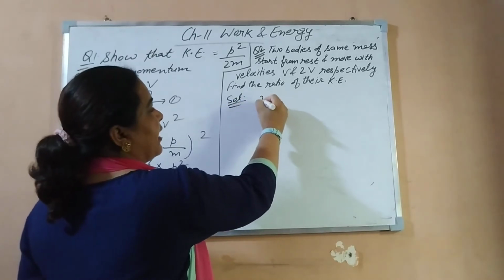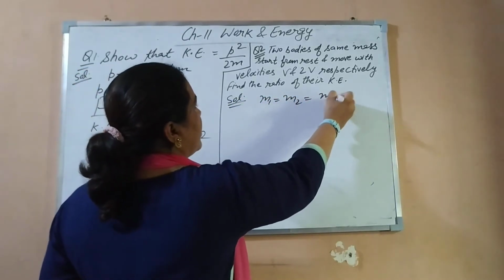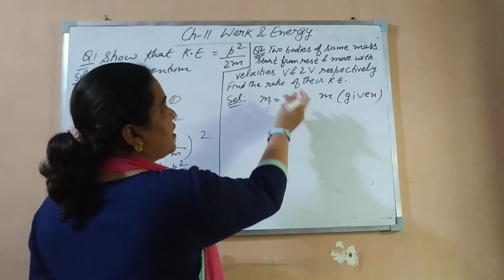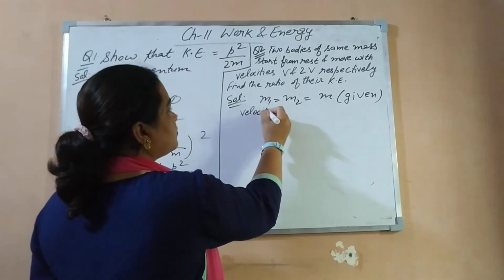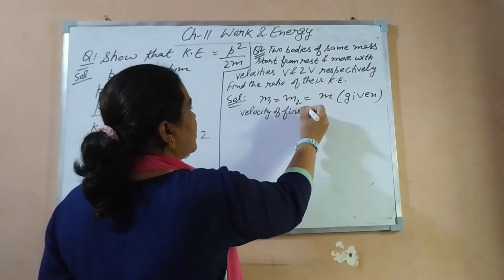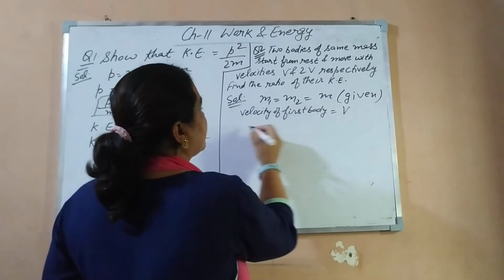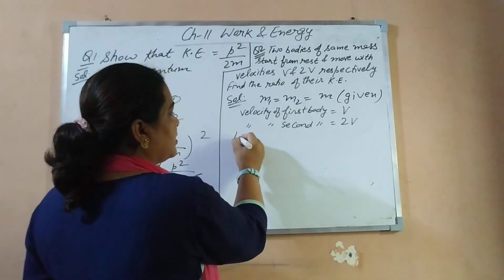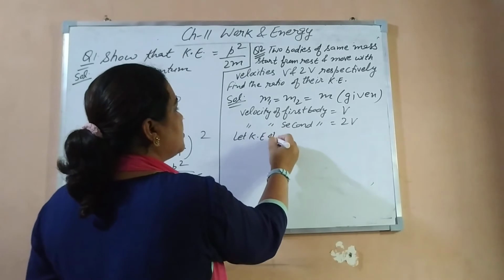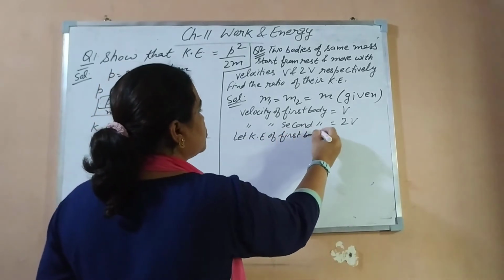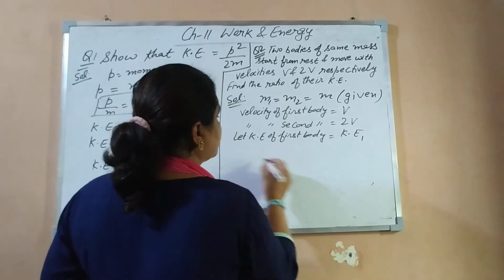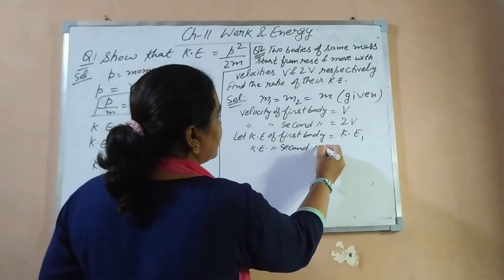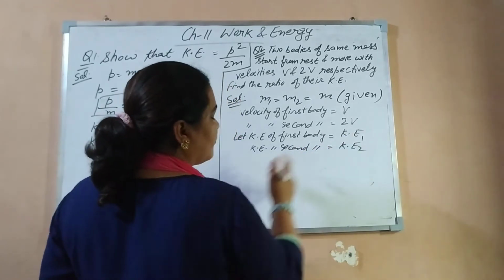So we will write m1 is equal to m2 is equal to m, because it is given. The mass of both bodies is given the same. And what is the velocity of the first body? Velocity of the first body is given v, and what is the velocity of the second body? That is given 2v. So let the kinetic energy of the first body be kinetic energy first, and the kinetic energy of the second body be kinetic energy second. We have to calculate their ratio.